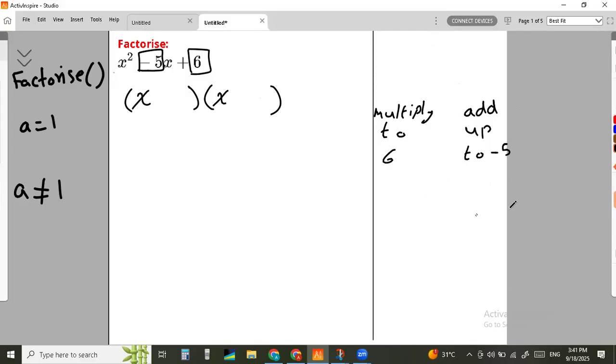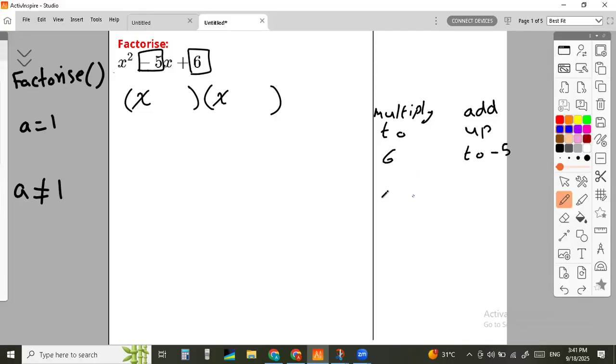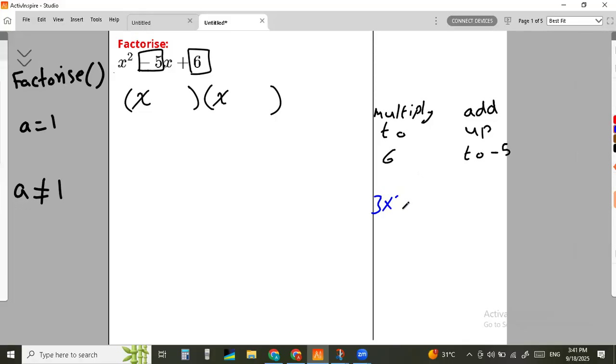Well, someone might be thinking, all right, 3 times 2. Okay, 3 times 2 will give you 6? Yes. But 3 plus 2, if you add them up, they will give you -5? No, mister, they will give me 5, just 5, not -5. So no, it will not work. Oh, but mister, if you add them up, they will give you 5. So that means I just need to change the signs.